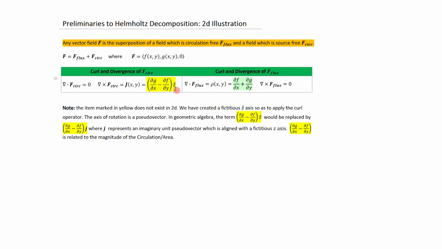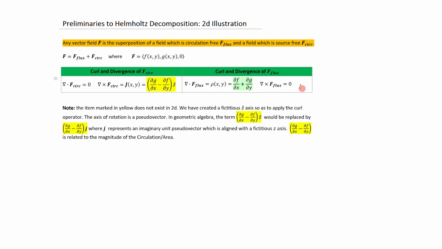Again, here it's shown as z hat, but in actual fact it will be shown below. We basically represent this as an imaginary vector or a pseudovector which happens to be pointing in the direction of the z hat vector. Also, for curl and divergence of the flux component of the field, if we take the divergence of the flux component, then this results in a scalar function, and that scalar function can be represented by the sum of the partial derivatives for the x component and y component of the field.